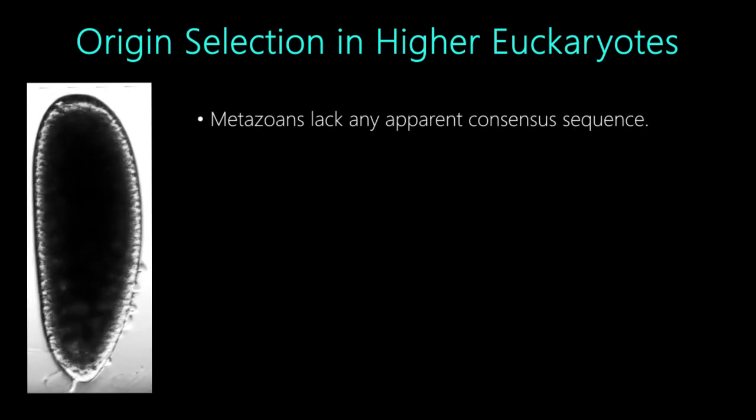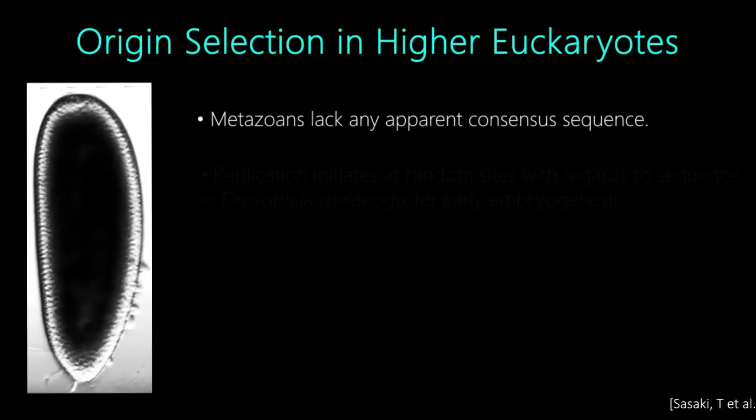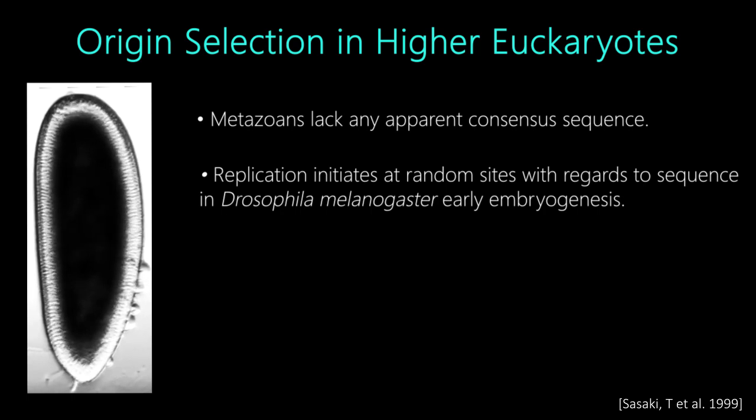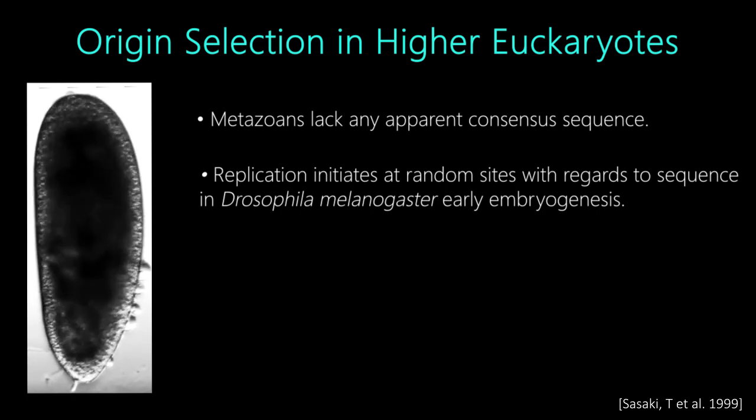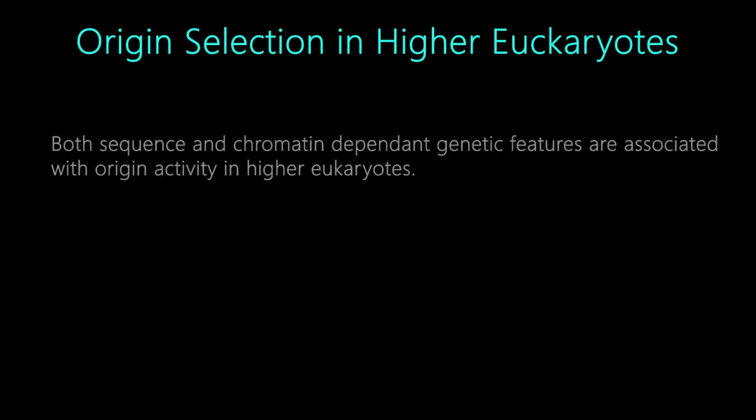Metazoans lack any apparent consensus origin sequence. In fact, in the rapid early cleavage stages of Drosophila, replication initiates at random sites with regards to sequence. In higher eukaryotes, several genetic features, both sequence and chromatin dependent, are associated with origin activity.